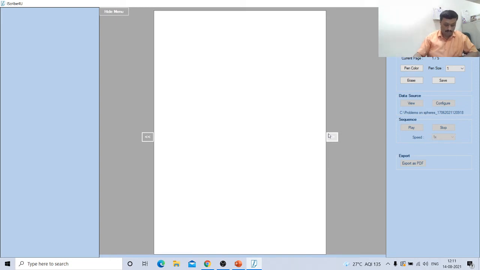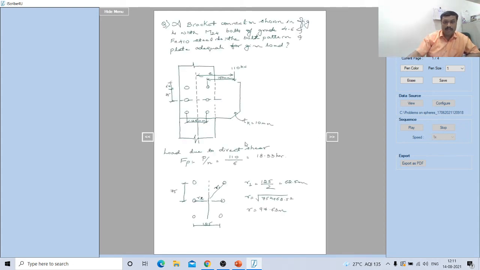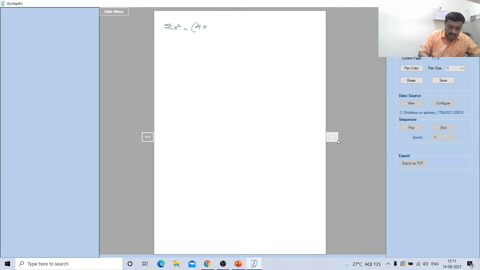Now the summation of R square. So 4 radii are there. This is R, this is R1. So 4 times R and 2 times R1. Okay, this is R and this is R1. So the summation of R square is equal to 4 times 97.63 square plus 2 times 62.5 square. So the summation of R square is equal to 45.93 into 10 power of 3 millimeter square. That is the summation of R square.